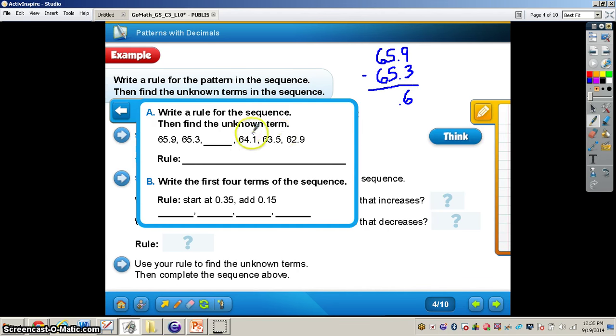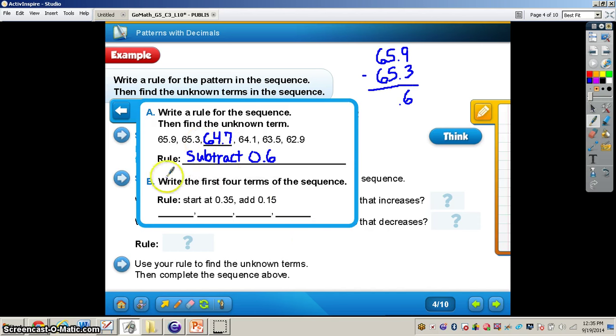All right, and then we can even check 64 and 1/10 minus 63 and 5/10. That's going to give us 6/10 as well. So the rule is subtract 6/10. Let's write this down. So what we need to do, take 65 and 3/10 and subtract 6/10 from that, and that will actually give us 64 and 7/10.